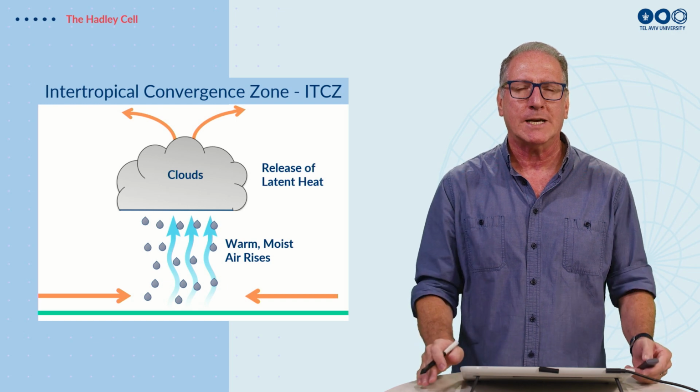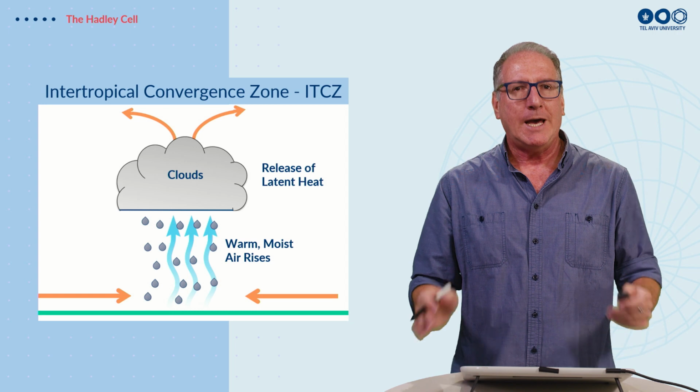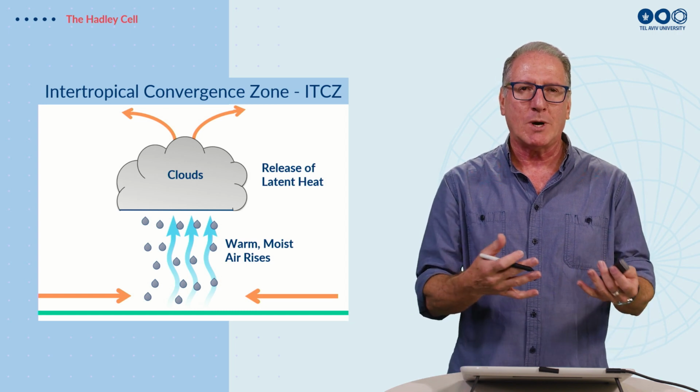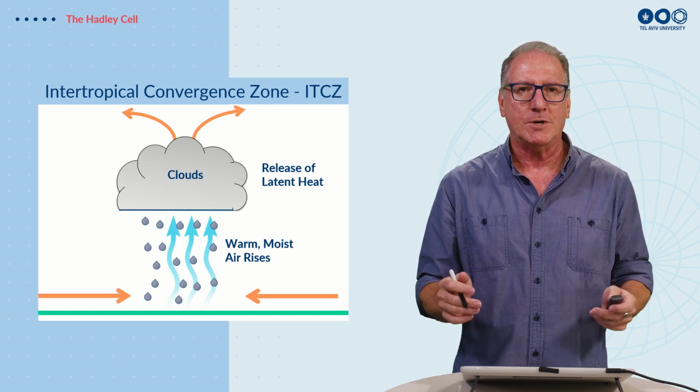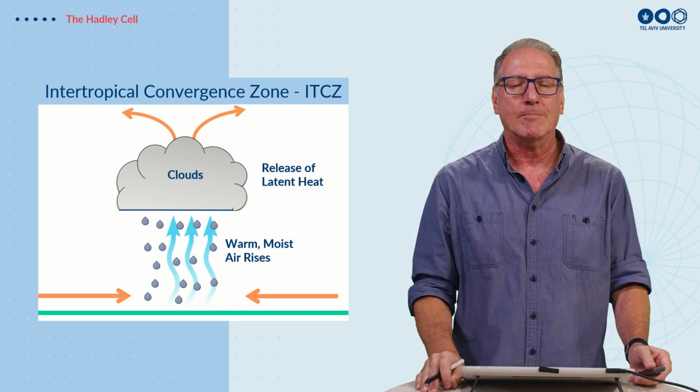And we saw that in the satellite images. We have this band of clouds going all the way around the planet. And we have lots of rainfall. And actually, that's why we have the rainforests in the tropical regions, because of the ITCZ, which in some places we're getting rainfall nearly every day.